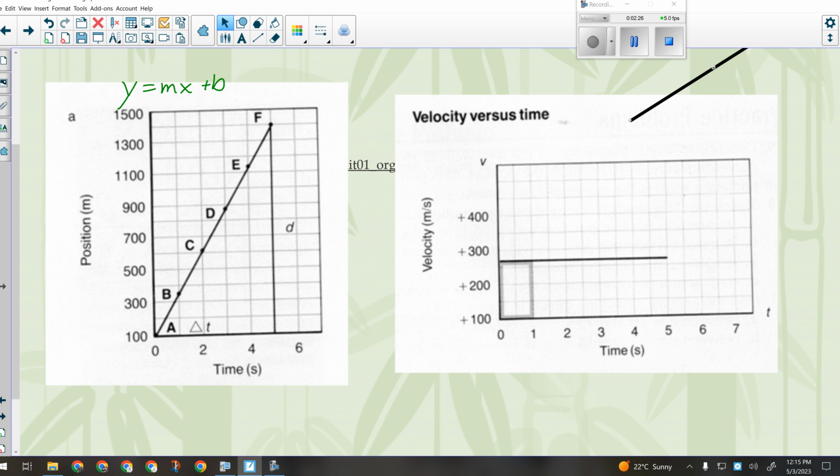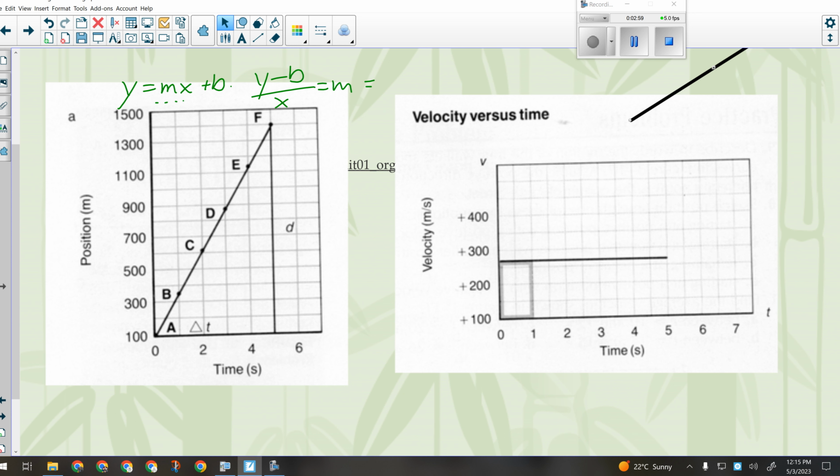Okay? The only way I can get that is with m. B is a y value, so it's a position. Y is a position, okay? So if I manipulate for m, I would have to subtract b from y over here, okay? And then divide both sides by x, right? That would leave me with m. Everybody okay with that?